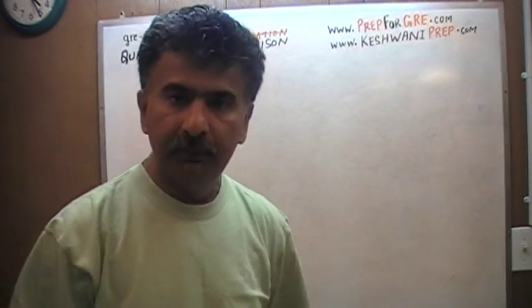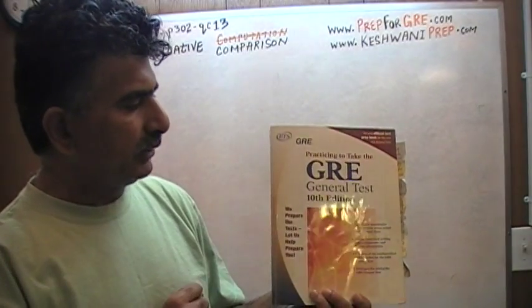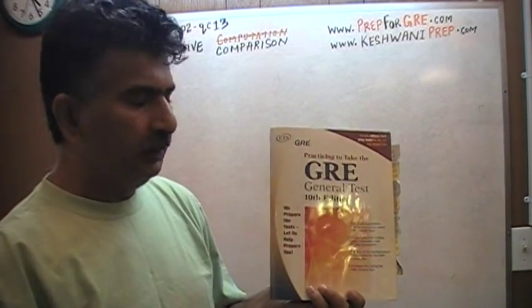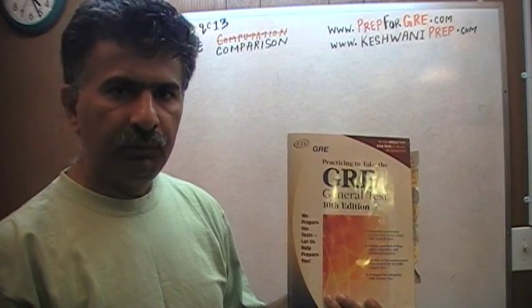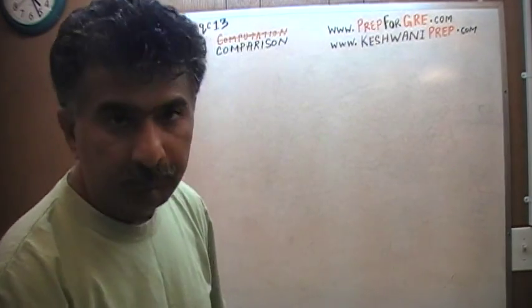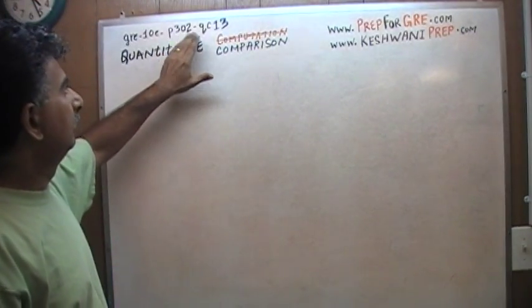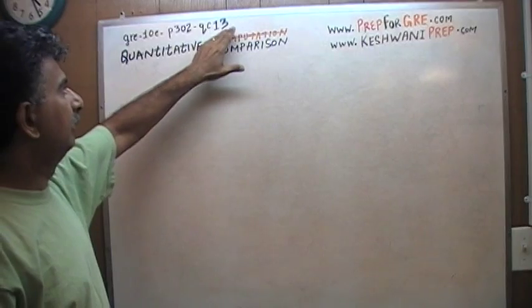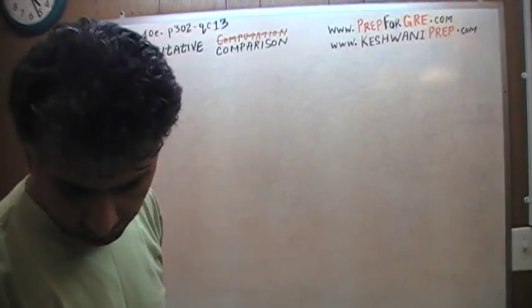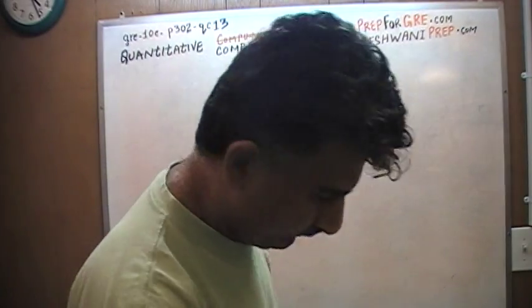I have been solving math problems for GRE out of this book here, practicing to take the GRE general test, the 10th edition. If you do not own this book already, purchase one immediately. The problem that I'm about to solve is the one that you're going to find on page number 302, quantitative comparison question number 13. Let's take a look at it. It's important that you have the book in front of you so that you can follow the work.